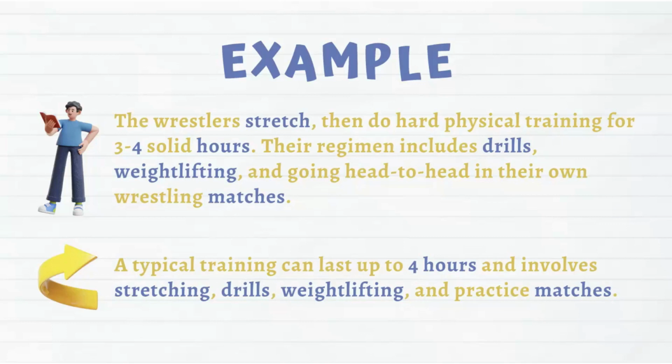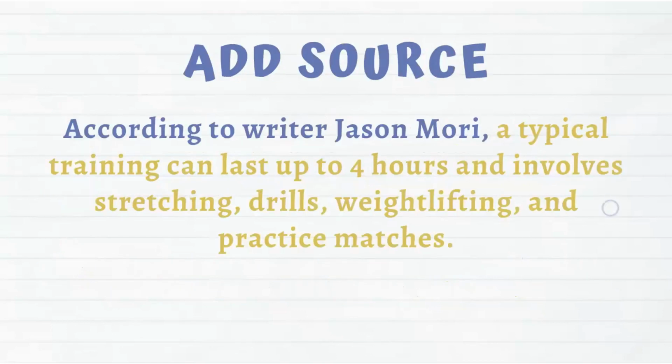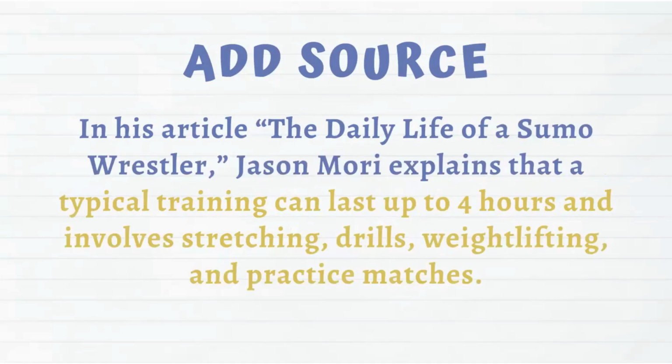But because the idea really came straight from the article, I need to give credit to the author. This may look like stating, according to the writer Jason Morey, a typical training can last up to 4 hours and involve stretching, drills, weightlifting, and practice matches. You can also reference the article and say in his article, The Daily Life of a Sumo Wrestler, Jason Morey explains that and then include your paraphrase.